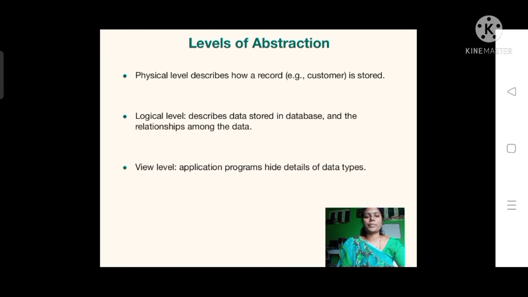Here are the levels of abstraction. There is a physical level, logical level, and the view level. The physical level describes how a record, for example, the customer, is stored. The logical level describes the data stored in the database and the relationship among the data. At the view level, the application program hides all the data types. The view can also hide information, for example salary, for security purposes.